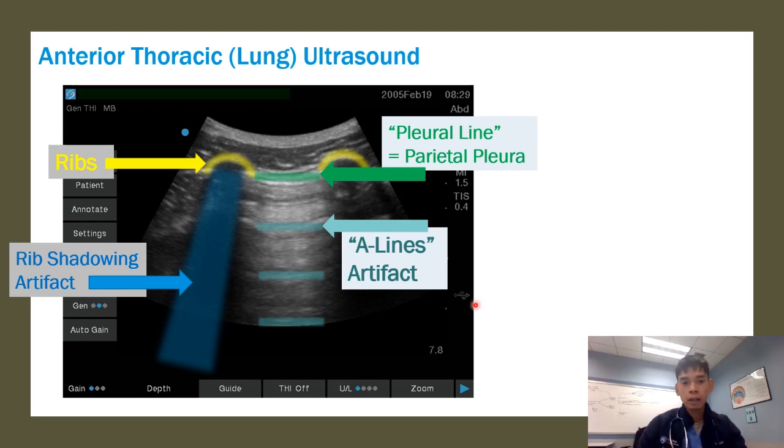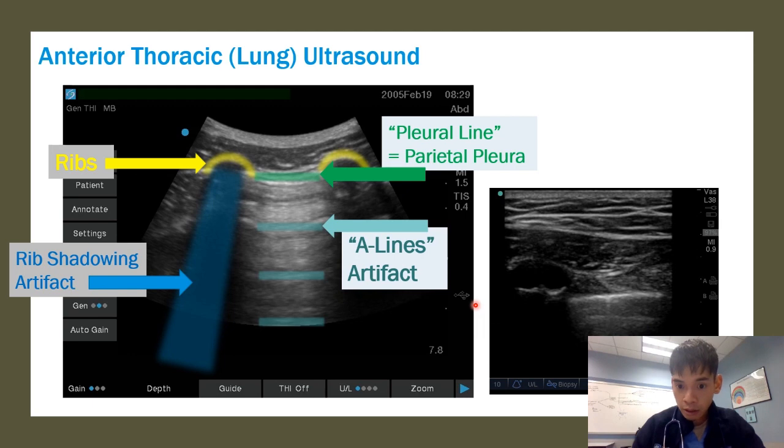All right. So a lot going on, but now we know ribs, rib shadowing artifacts, the pleural line, that pleural sac, and then the A-line artifacts, because there's air in the lungs leading to reverberation. So let's take a look at this image over here. Again, try to orientate yourself. This is zoomed in, showing only one rib, if you're able to see that. But before that, let's look at skin, subcutaneous fat, maybe some intercostal or pectoralis muscle, and then some intercostal muscle here, okay?